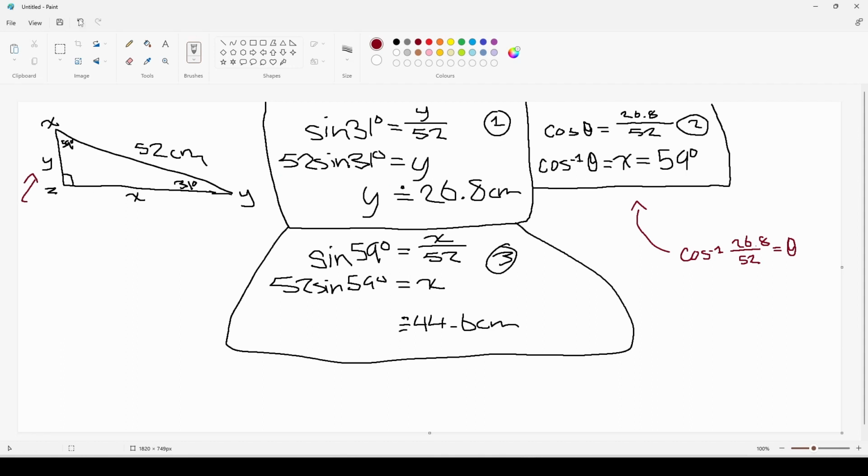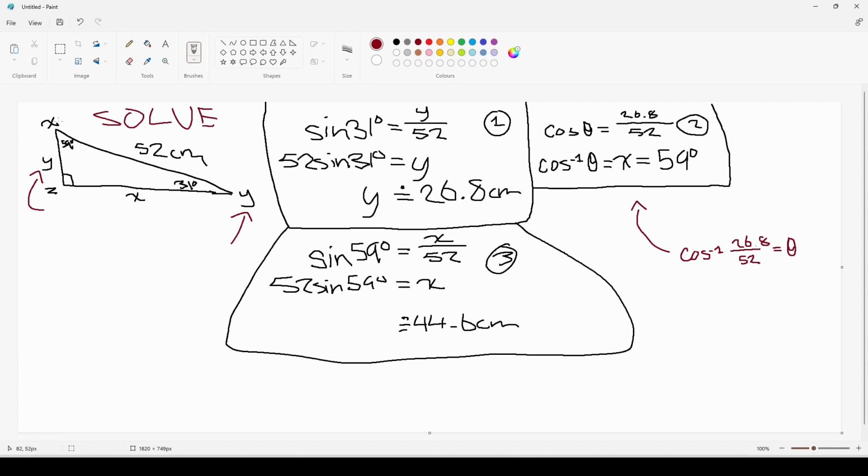First, let's try to find the side length y, because we are trying to solve this triangle. Ooh, that's a rough y. But, of course, we can do this by finding angle y, which is equal to 31 degrees, finding its sine, which is going to be sine 31 degrees is equal to y over 52. Of course, that's the opposite, which is angle y, over the hypotenuse 52, which gives us y is roughly equal to 26.8 centimeters.